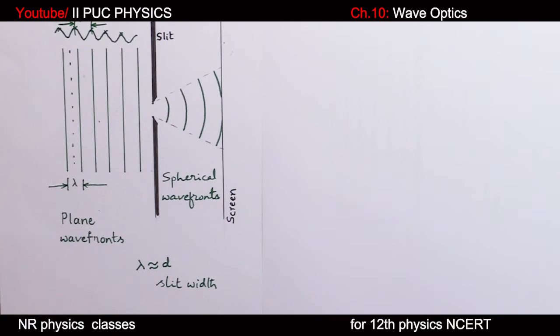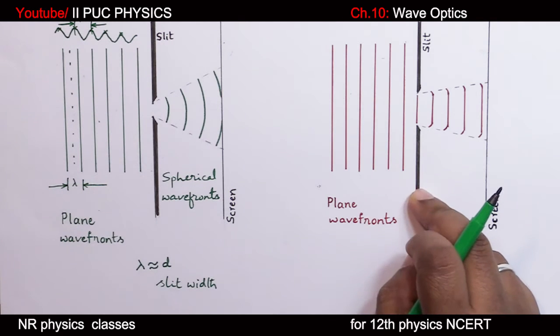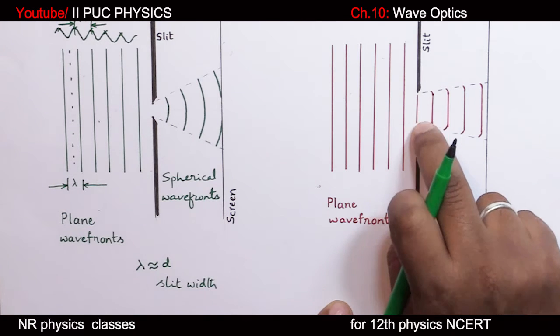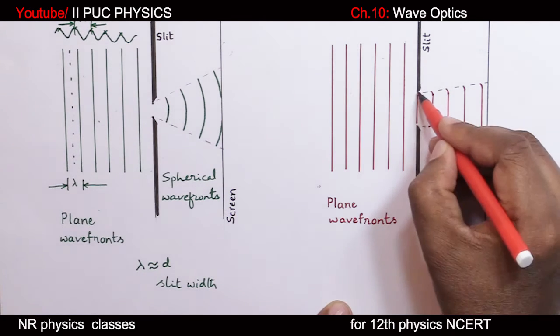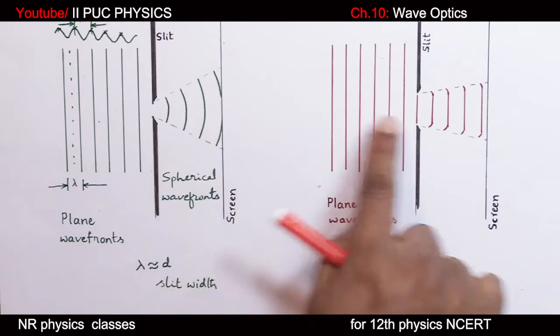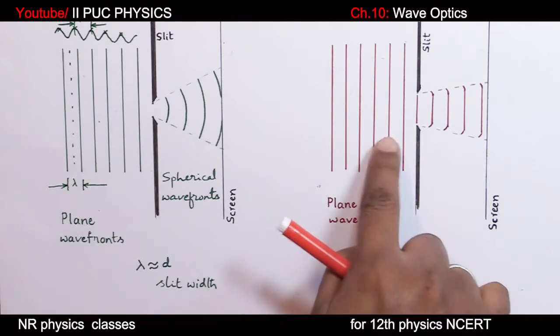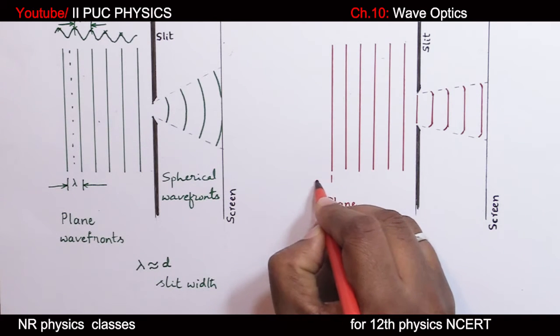Now in the second experiment, in another setup, let me increase the width of the slit. When the slit width is increased, compare these two diagrams. With respect to this, the width is more, but I am keeping the wavelength the same. So this distance is lambda.